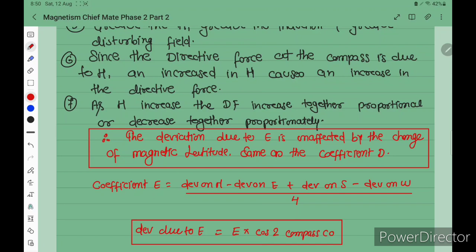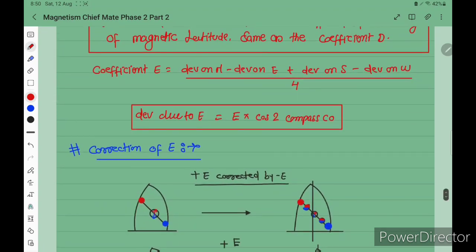Therefore, the deviation due to E is unaffected by the change of magnetic latitude, same as coefficient D. Coefficient E is equal to deviation on north minus deviation on east.